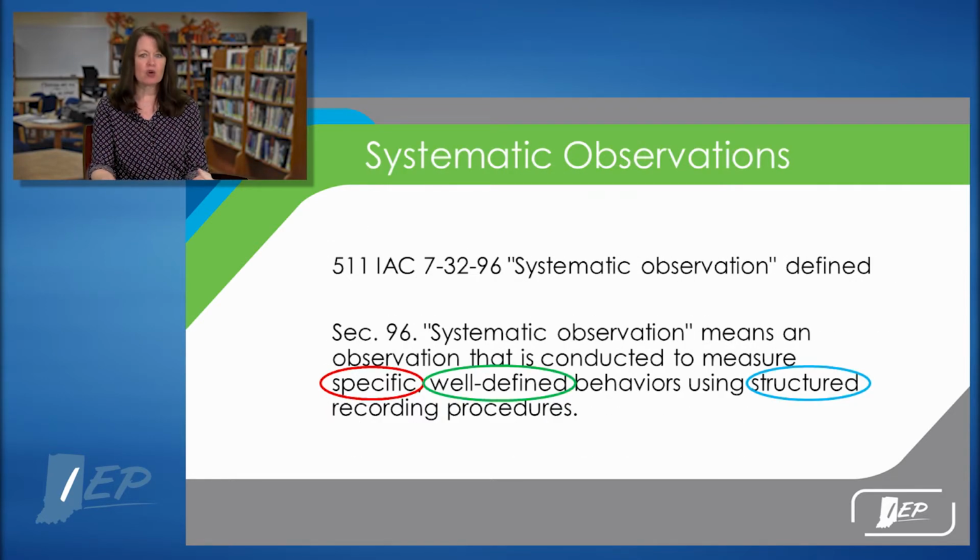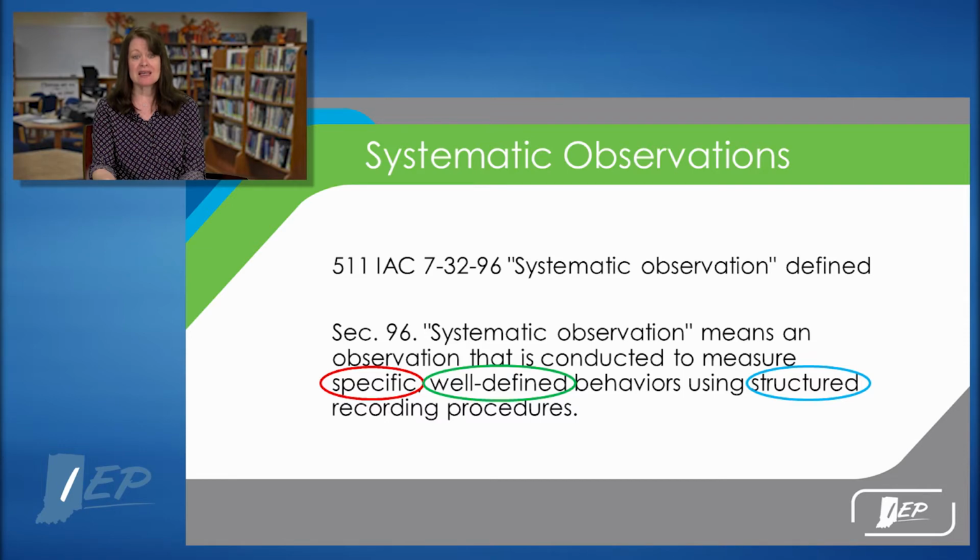Systematic observations are quite different, and I've seen a lot of evaluations that should have contained a systematic observation but really didn't. So there are some things that make it very different from our other kinds of observations. So we're going to start with Article 7. Article 7 specifically in the definitions section defines a systematic observation as an observation conducted to measure very specific, well-defined behaviors using structured recording processes. So there are some very key words in here that are important.